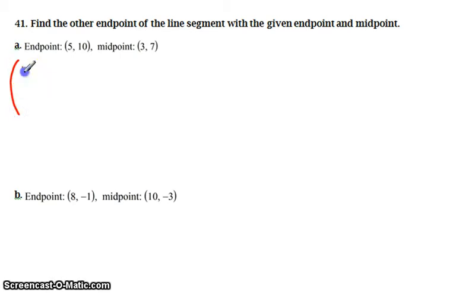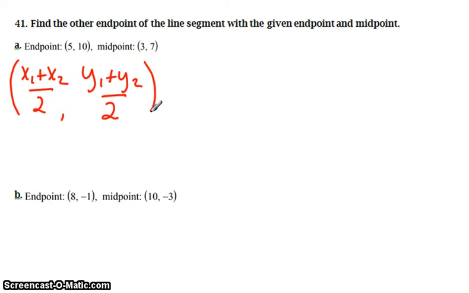We're still going to use the formula x1 plus x2 over 2 and y1 plus y2 over 2, and we know that that's going to give me the midpoint. Looking at this problem, the first thing that we did on previous problems was label the endpoints x1, y1 and x2, y2. But I'm only given one endpoint.